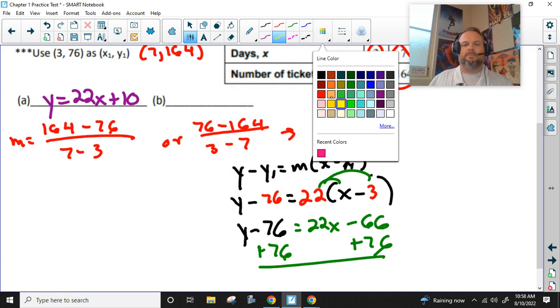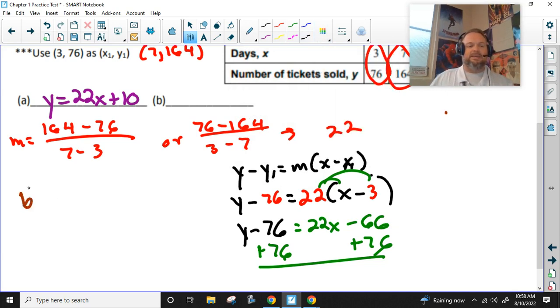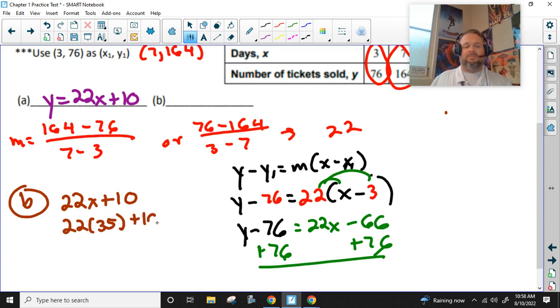All right. For B right here, we take this and we plug in 35. Okay. That's what you're going to do on the B part on both of these two problems each time. 22 parenthesis 35 plus 10. Bam! I got 780. Now, notice I didn't write 780 tickets. I didn't write so much dollars. I just wrote the number.